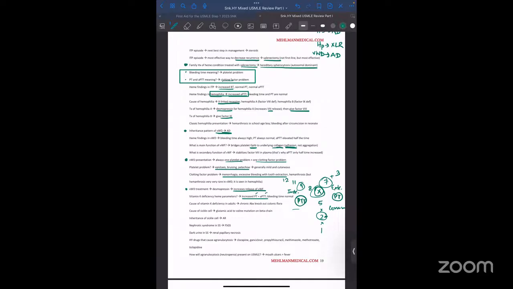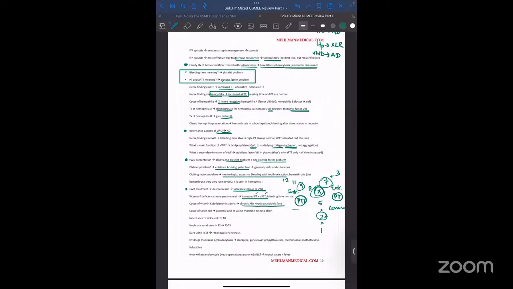Next, we have causes of vitamin K deficiency in adults. Chronic antibiotics knock out colonic flora. Yes, in adults, when we take antibiotics, it will knock out colonic flora, so we don't have anything to absorb the vitamin K.